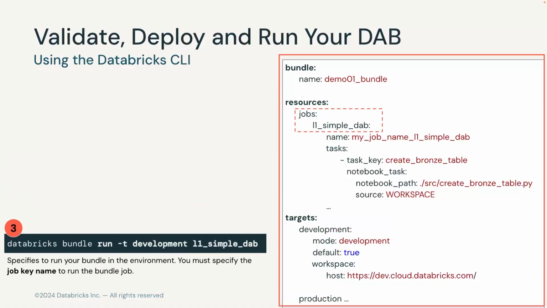Once the bundle is deployed to Databricks, you will typically want to run it. To run the job in the bundle, use the Databricks bundle run command, the -t flag for development, and the key that specifies the job to run. Here, the key is L1 Simple Dab. And that's it. We've covered how to create, validate, deploy, and run a simple Databricks asset bundle.